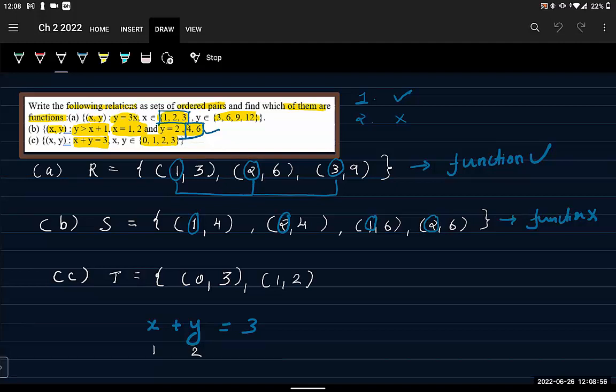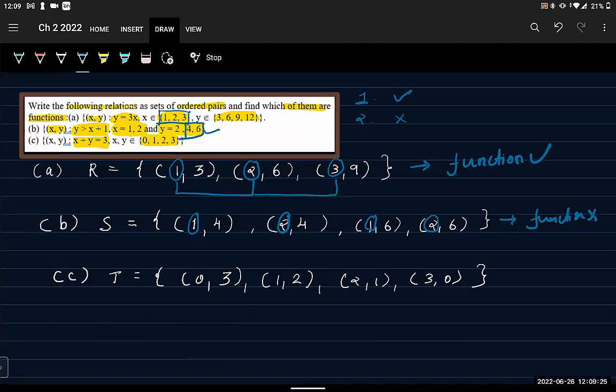Obviously 2 is also inside the given values. If I write x equals 2, then the value of y would become 1. So we can say (2, 1) is my next ordered pair. If I write the value of x to be 3, then the value of y comes to be 0. So obviously I can write (3, 0) also. All the values of x have been utilized, so we can now complete the relation.